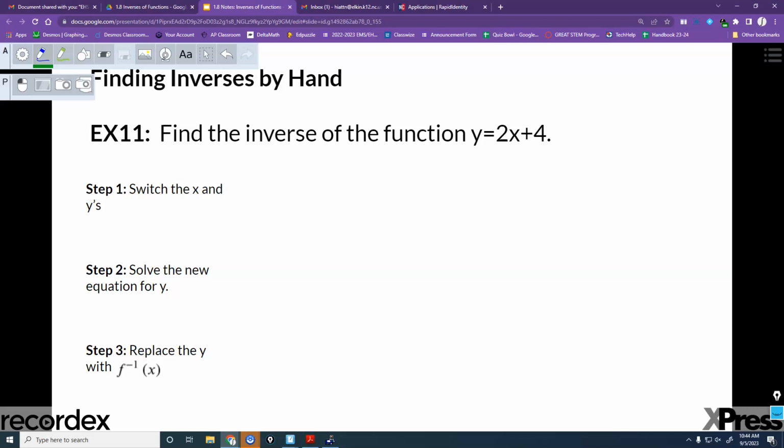Okay? So, the first thing that we're going to do is switch the x's and the y's. So, that means where the y is at, I'm going to put an x. Where the x is at, I'll put a y. So, I will put x equals 2y plus 4.